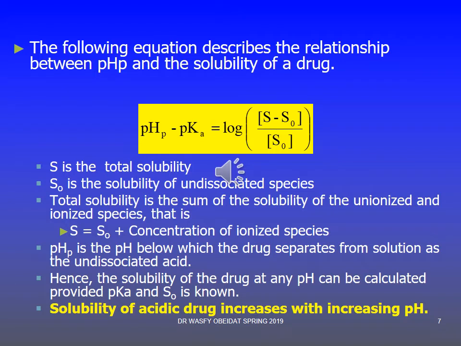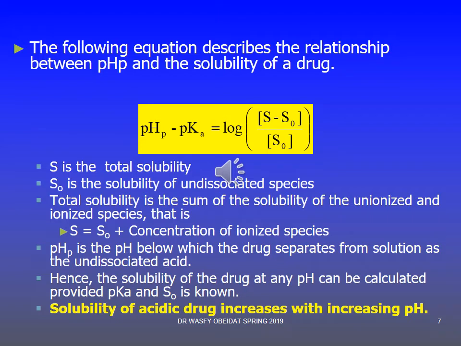Note that S naught is the solubility or concentration of unionized species, while S is the total solubility or concentration of the ionized and non-ionized species. Therefore, the difference S minus S naught is the solubility or concentration of ionized species. pHp in the above equation is the pH below which the drug separates from solution as the undissociated or unionized acid. The subscript p stands for precipitate. Therefore, we can use this equation to calculate the solubility of any drug that is a weak acid at any pH if we know the pKa and S naught.